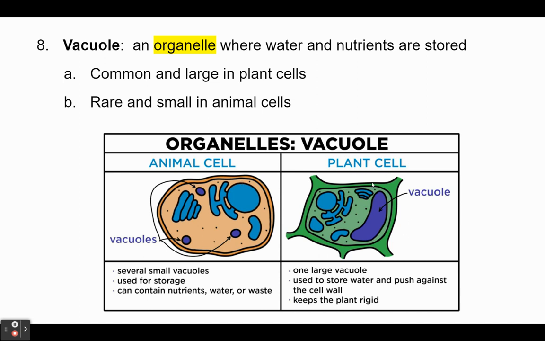And that's because in plant cells, they're usually used to store water, which keeps the plant cell expanded and rigid and gives the plant some structure and strength.